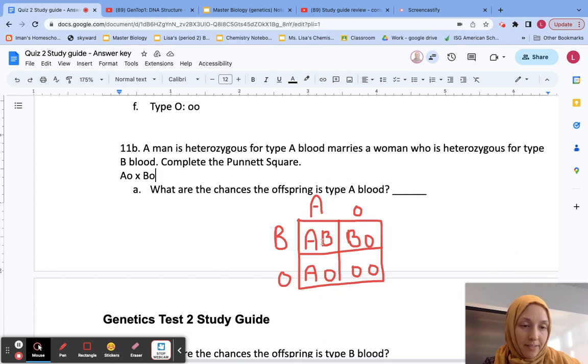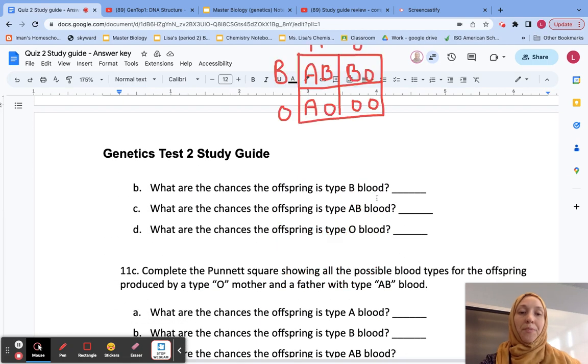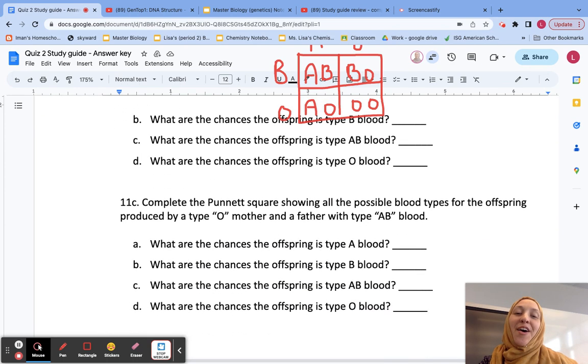Is this type A blood? No, that's AB blood. Is this type A? No, it's B. This would be type A. This would be type O. So what is my chances of having type A blood? 25%. Okay, 25%. 25% AB blood, 25% B, and 25% O. Okay. Oh, look, there's the rest of the questions. There you go. All right.